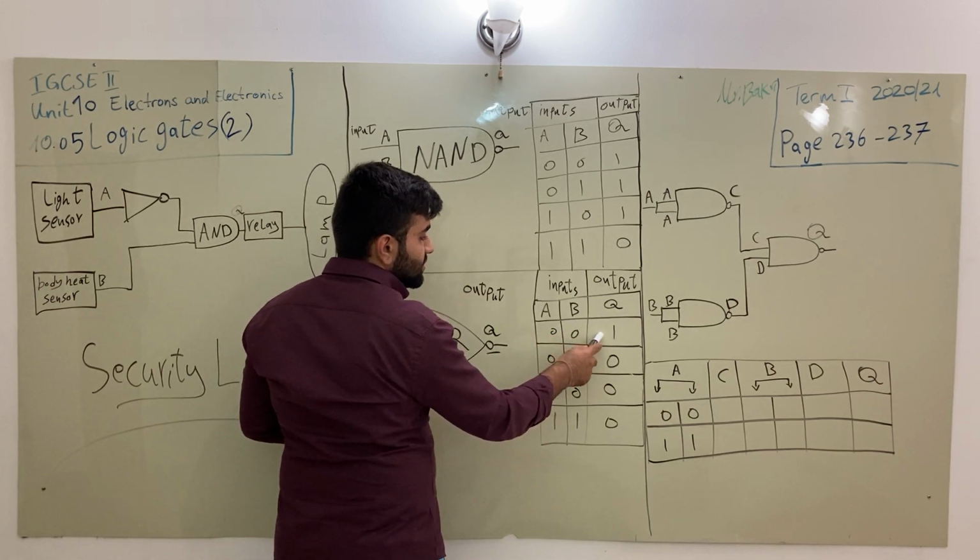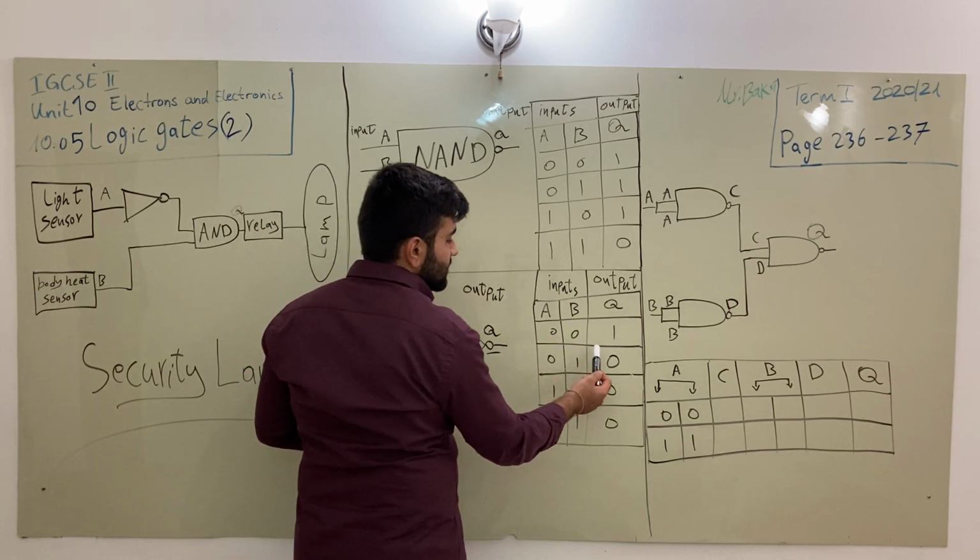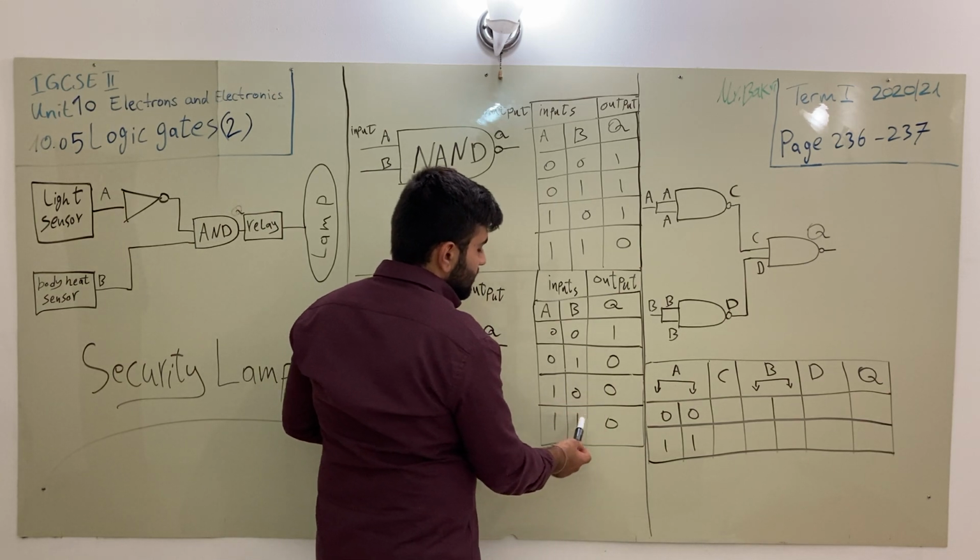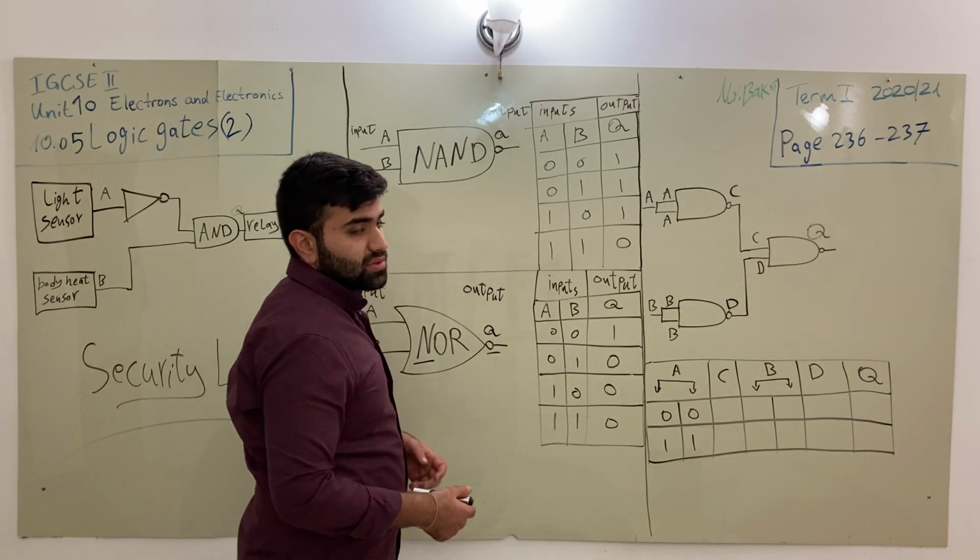0, 0 will give us 1, like we say. 0, 1 gives 1, 1, 0 gives 1, and 1, 1 will give us 0.